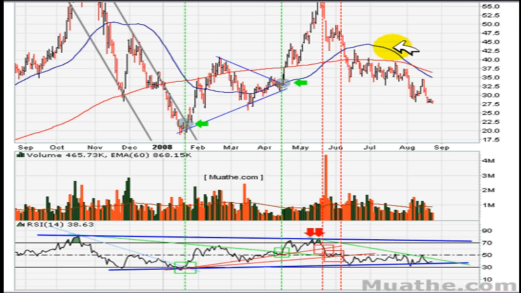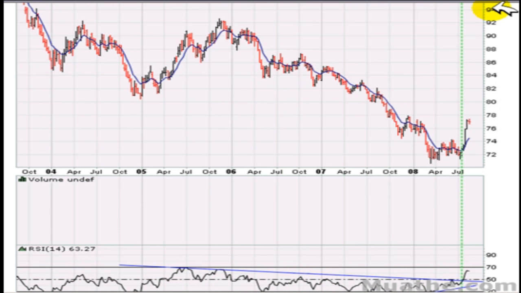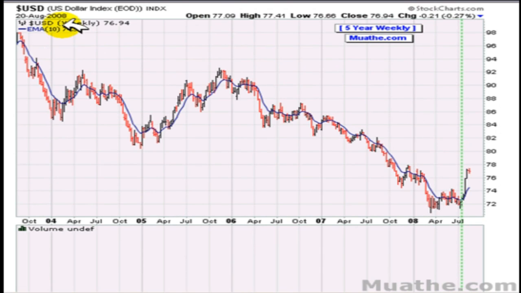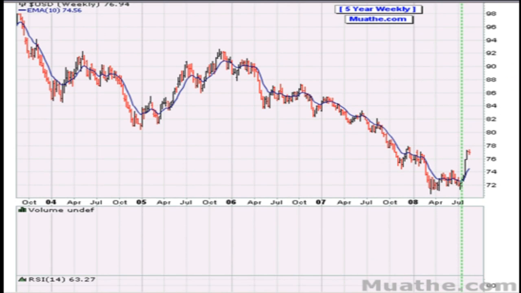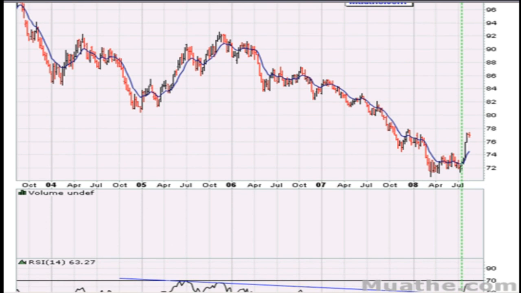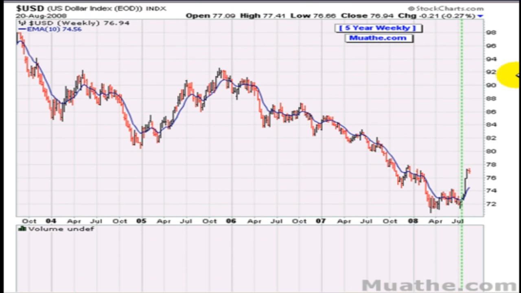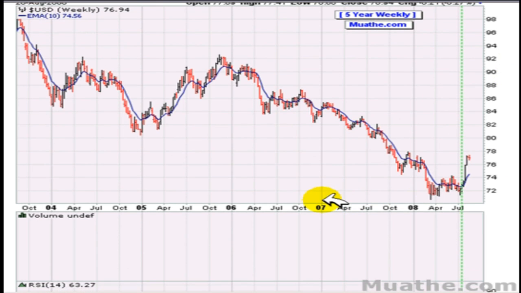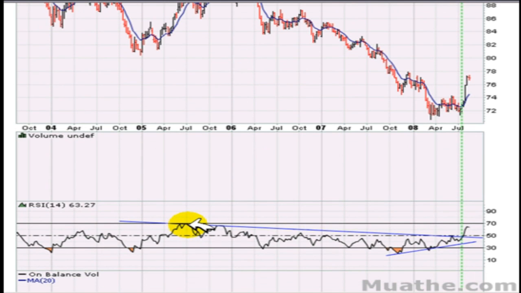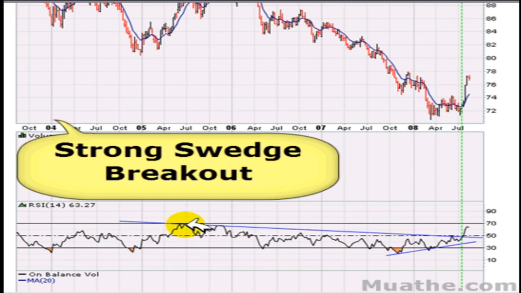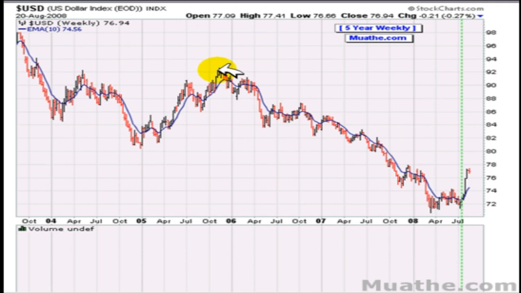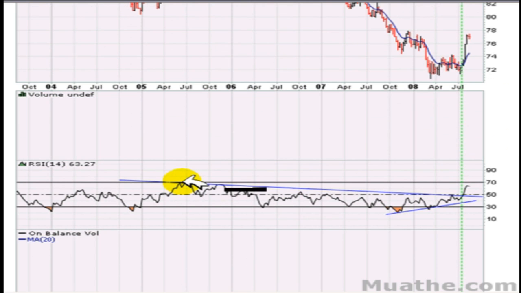Now the next one is, give me a second here. Let's look at the US dollar. Now the US dollar had a great move in July and August. This is a weekly chart going back, 1, 2, 3, 4, I think 5 years. And you see, because the RSI was here at 60, above 68, around 70, based on that high of around 92 is a significant high, and we have this wedge formation shown with the blue line right here.